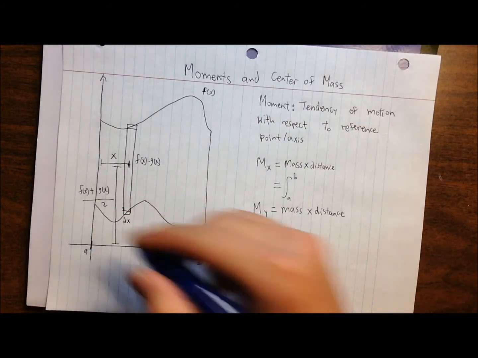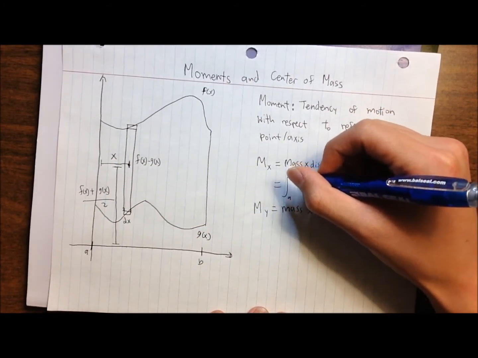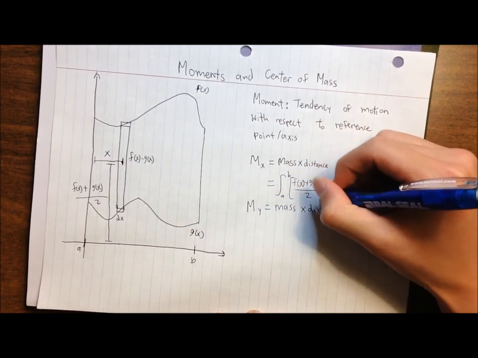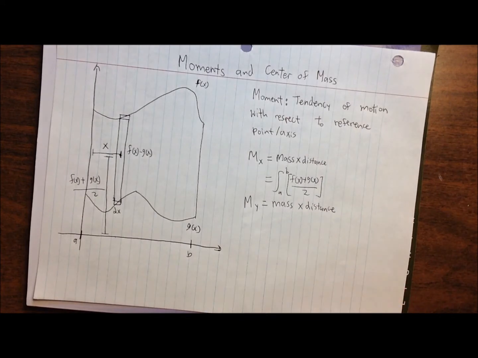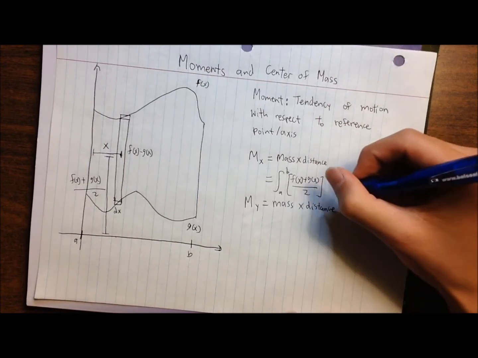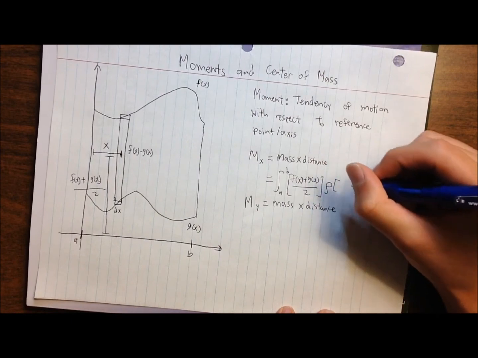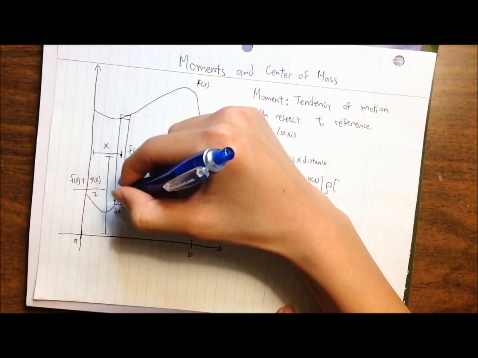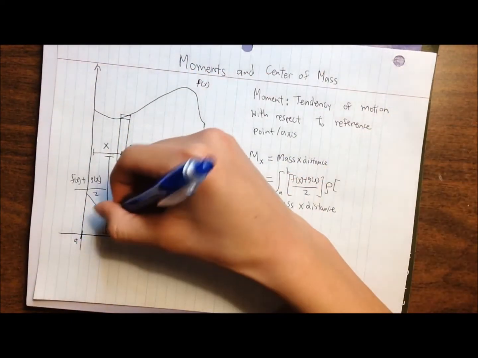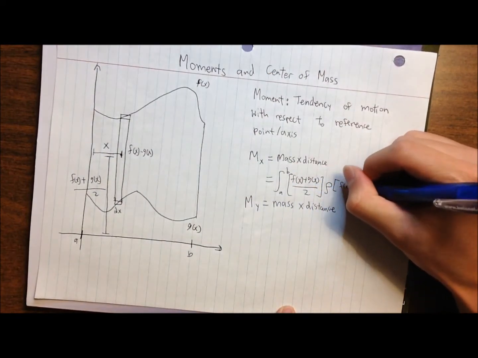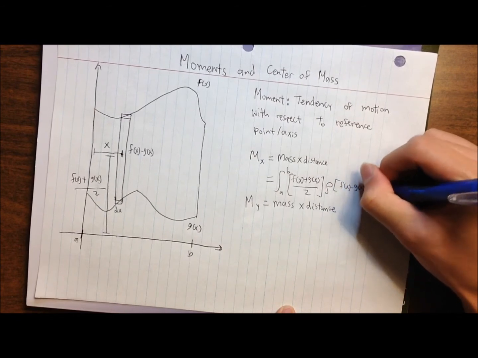Now let's take a look at distance. So f of x plus g of x over 2. So now we have distance. Now we multiply that by mass. Mass is rho times area, which I showed in the previous part of my video. So we have rho times, well, the height here is f of x minus g of x, and the width is dx. So we have rho times the area, f of x minus g of x dx.